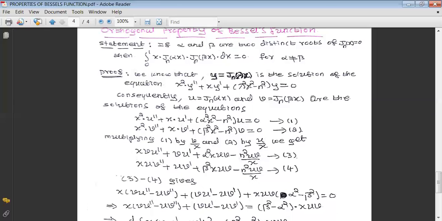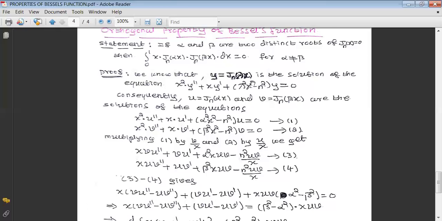Now, to prove this orthogonal property, let us recall the concept we discussed in the video on series solution of Bessel's differential equation. In the last part of that video, we discussed how to reduce equations to the standard form of Bessel's equation. There we proved that y equal to Jn(lambda x) is the solution of the equation x square y double dash plus x y dash plus (lambda square x square minus n square) y equals 0. Here y double dash means d square y over dx square and y dash means dy by dx.